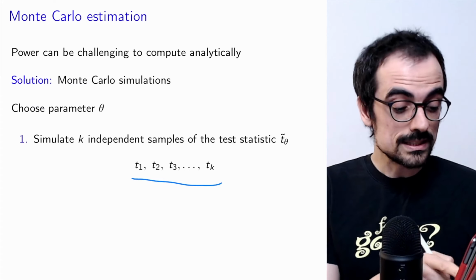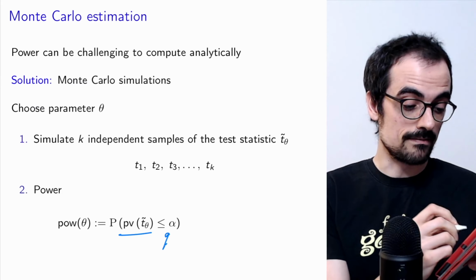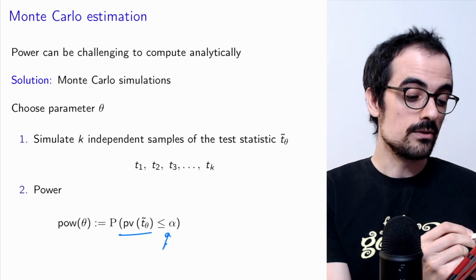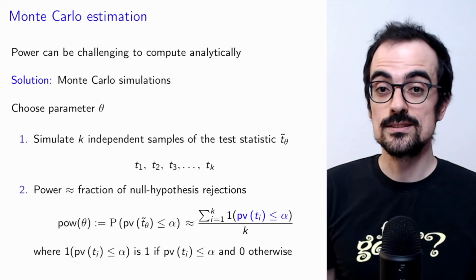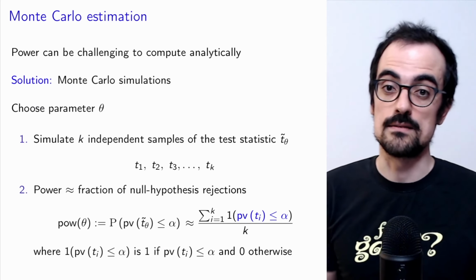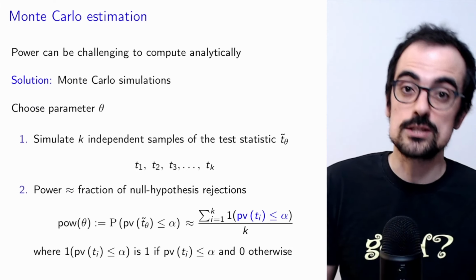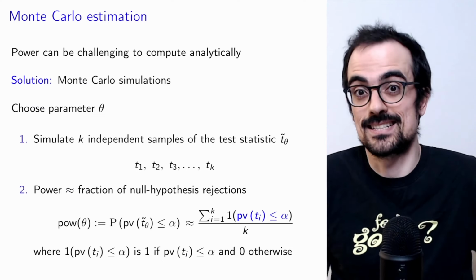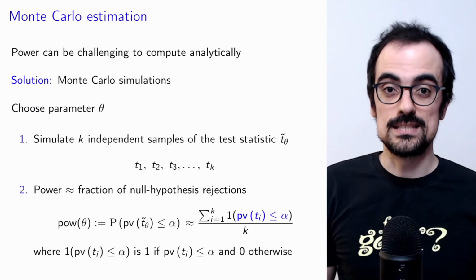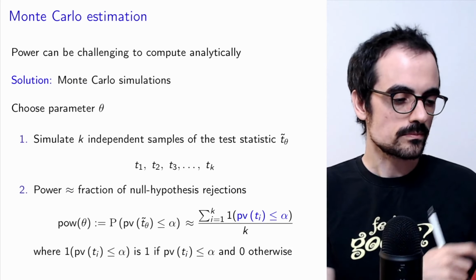And then what is the power? The power is the probability that the corresponding p-value is smaller or equal to alpha. So we compute the p-value for all of these and just check what fraction is below the significance level alpha. And that is going to give us an approximation of the probability that the p-value is below the threshold, hence the probability that we reject the null hypothesis, and that's exactly what the power is. So this is how we use the Monte Carlo method to estimate power.